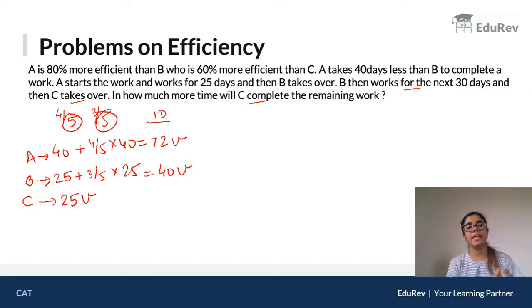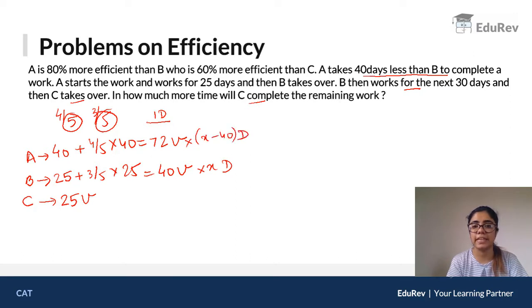Now what are they saying? A starts the work, works for 25 days. Okay, before that, A takes 40 days less than B to complete the work. So suppose B works for X days, A is going to work for X minus 40 days.